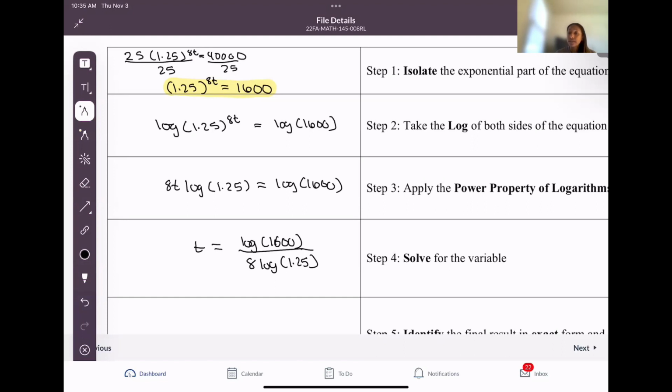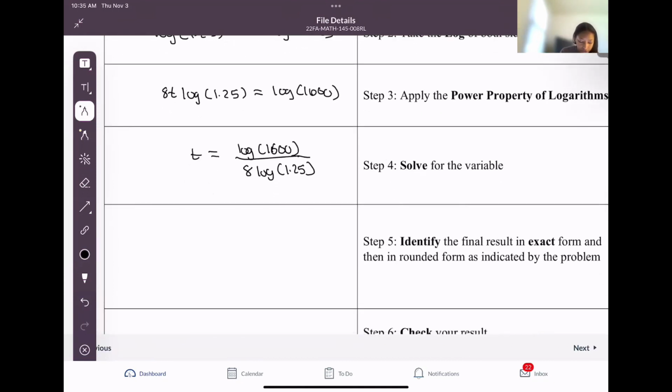All right, woohoo! This is our answer for t. This is the exact answer, but we want to come up with a decimal approximation, rounded to 4 decimal places. Now, when you type this into your calculator, I want you to be very, very careful. If you look at this, in our denominator, we have 2 terms, so we need the entire denominator to be in parentheses. When you type this, you should type it as log of 1,600 divided by, open parentheses, 8 times log of 1.25. Close both of the parentheses.